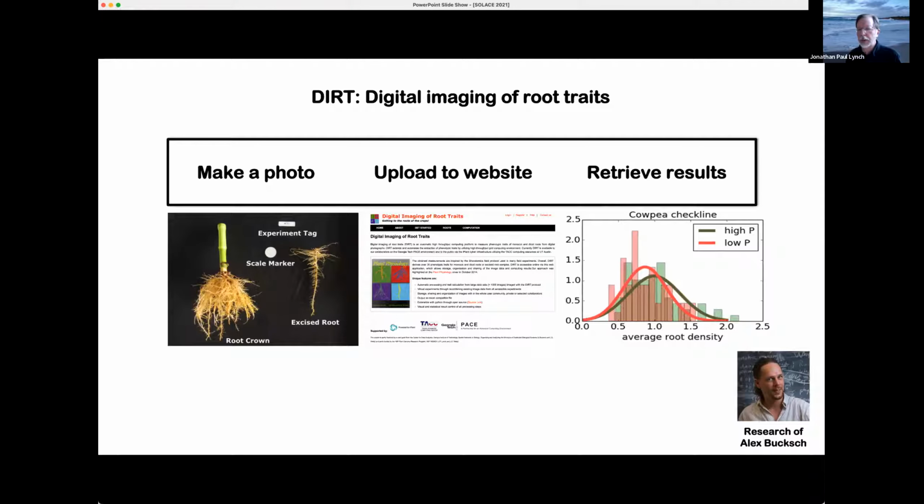Alex Bush, working with us, developed a nice software tool called DIRT, Digital Imaging of Root Traits, so that instead of just visually inspecting these plants, which is where we began this work, or taking a photograph for later image analysis, you could take a photograph with any cell phone or camera, and then later upload it to Alex's website, and this software will return to the user, free of charge, various metrics related to that image.